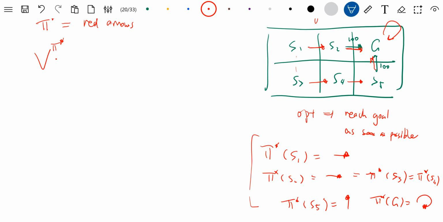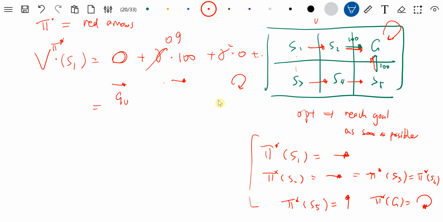And given this policy, you have the value associated with it. So for example, for S1, in the next period you are going to move to the right, so you'll get 0. And in the next period, you'll get gamma times moving to the right, which you get 100. And then plus gamma squared times 0, which means go around. And all of the other ones are 0. So at the end, you just get gamma times 100. So suppose gamma is 0.9, you will get 90.